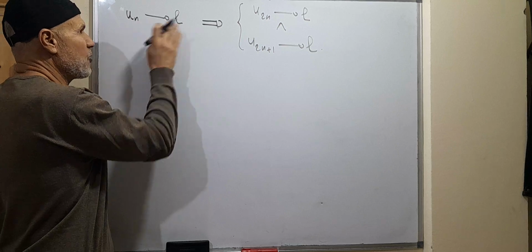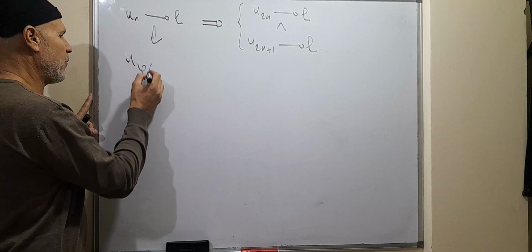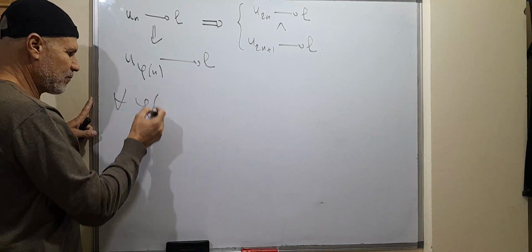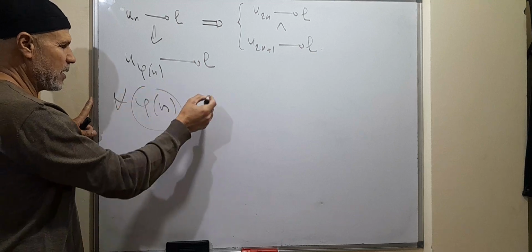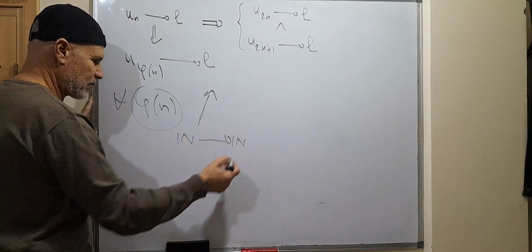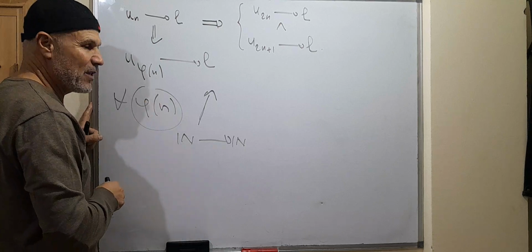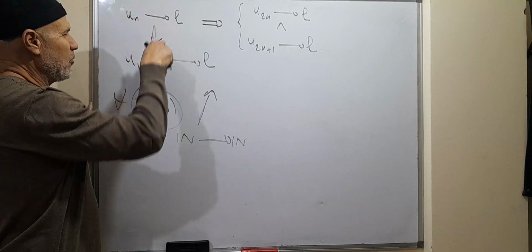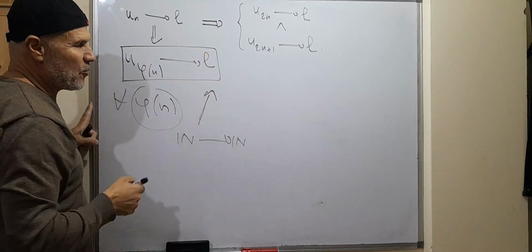So if u_n converges to L, we have this relation: u_φ(n) converges to L for all φ(n). This is a change of variable, so this is an increasing function from N into N. This permits us to define, actually this is a definition of subsequences. So if u_n converges to L, for all subsequences, they converge to the same limit.